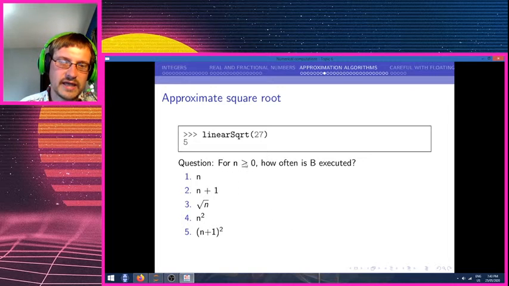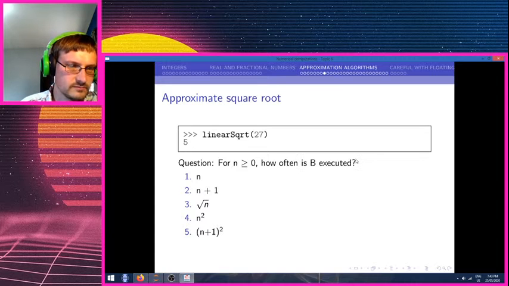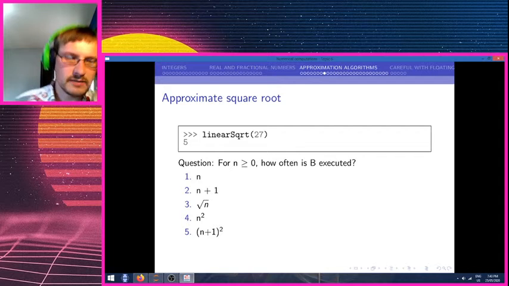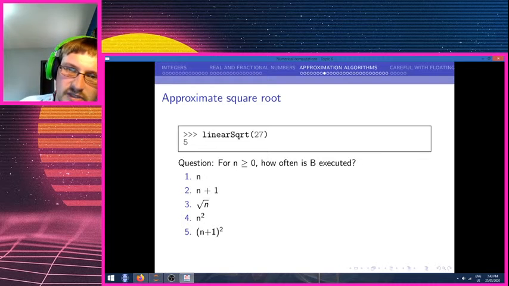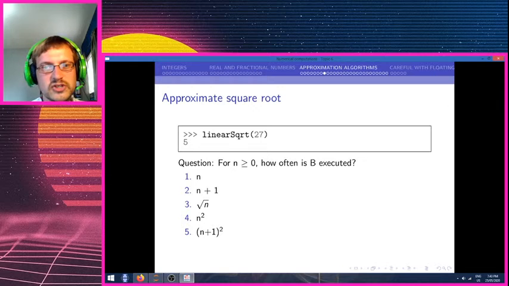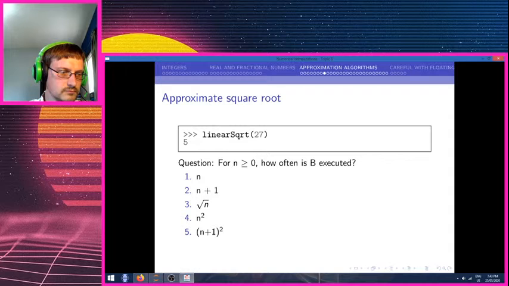So for n greater than 0, how often is b executed? Is it n times, n plus 1 times, the square root of n times, n squared times, or n plus 1 squared times? You can enter your answers into chat presently. That's right. The answer is the square root of n times 3.